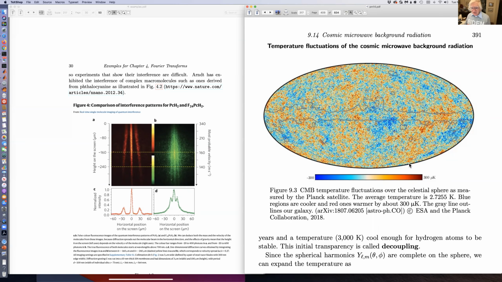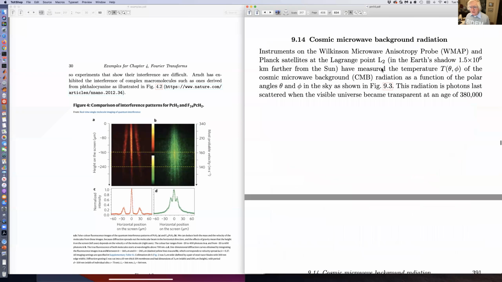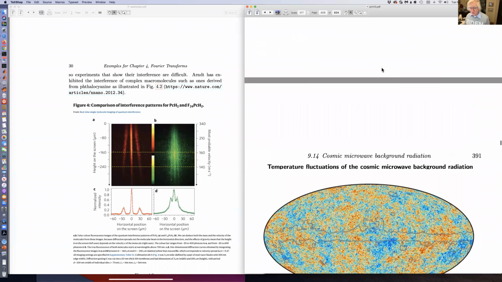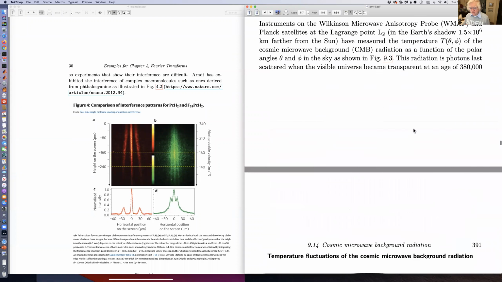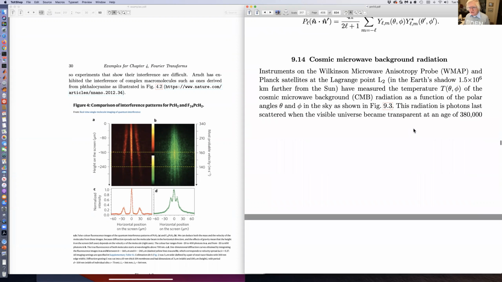Anyway, this is the, I think I could look at this for a very long time. This gray thing is the outline of our galaxy, the Milky Way, in other words. And of course, these are the coordinates of the sky. So this is the whole sky written in as a 2-dimensional plot.